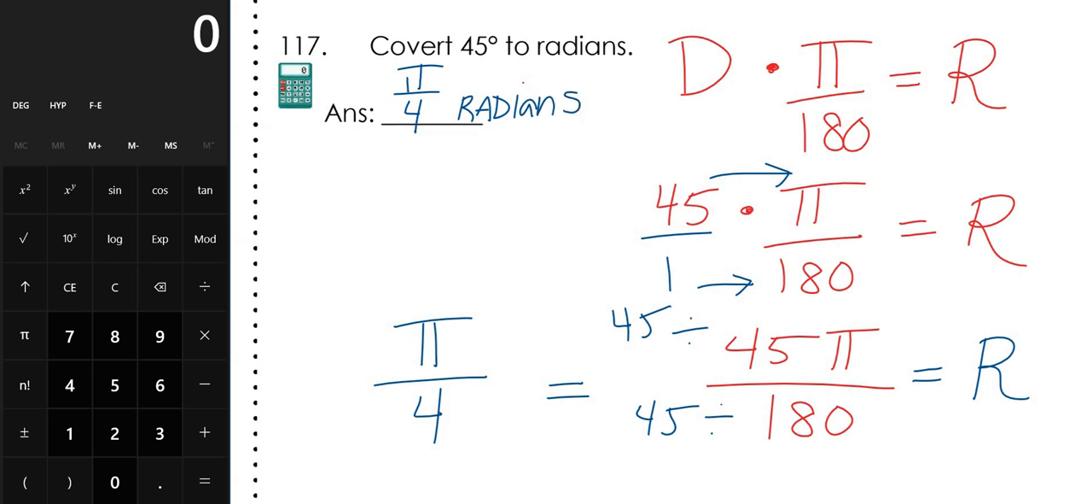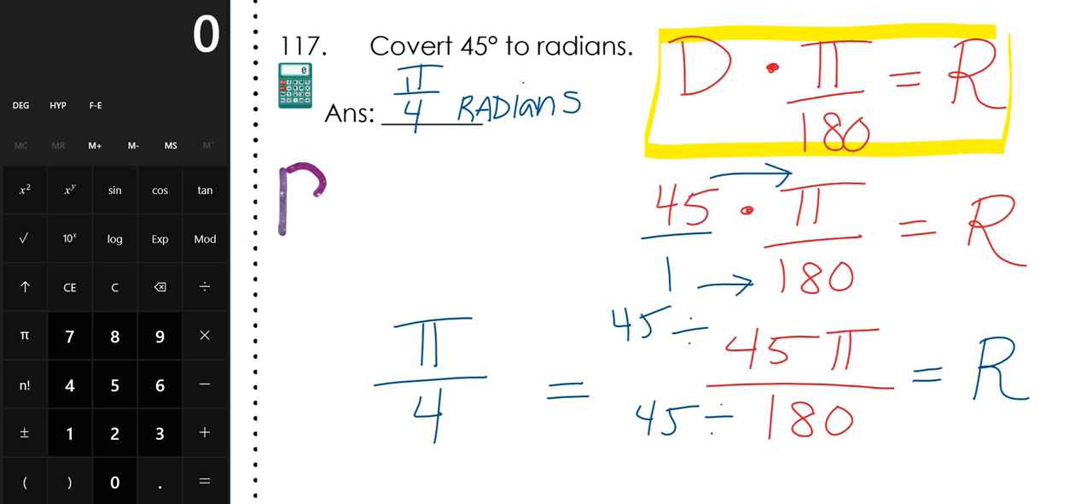So when you're doing a conversion, this is our conversion rule. If you were going from radians to degrees, it would look very similar. You would do the radians times 180 over pi, and that would give you the degree measure. Okay, let's keep going.